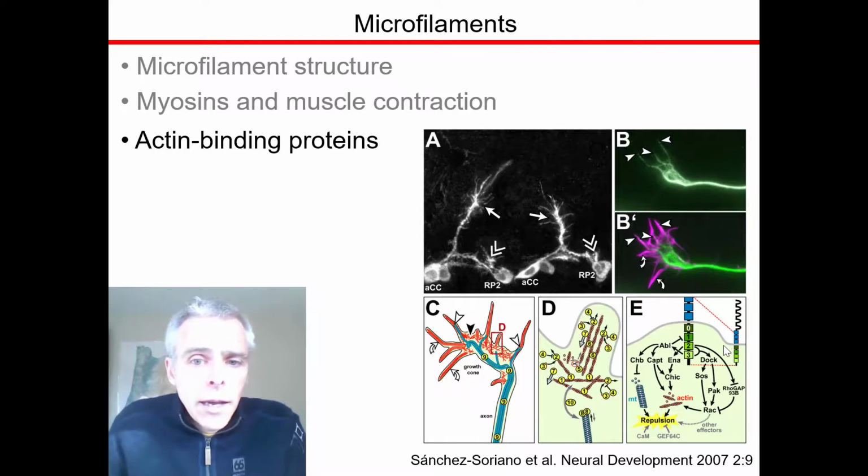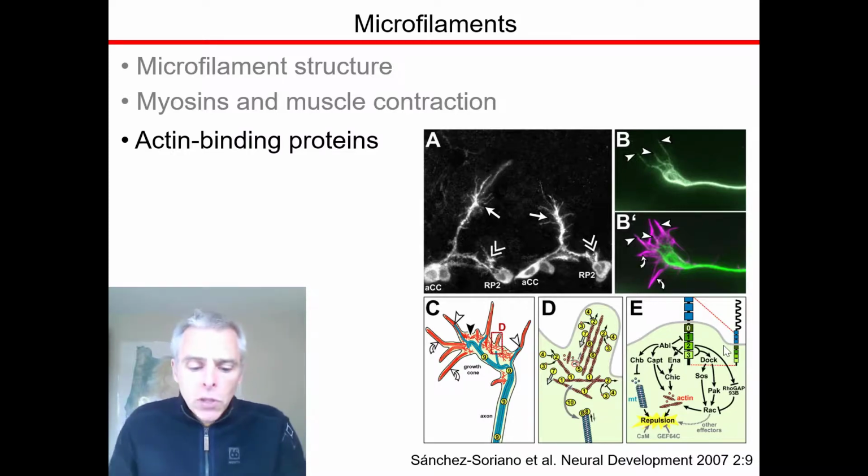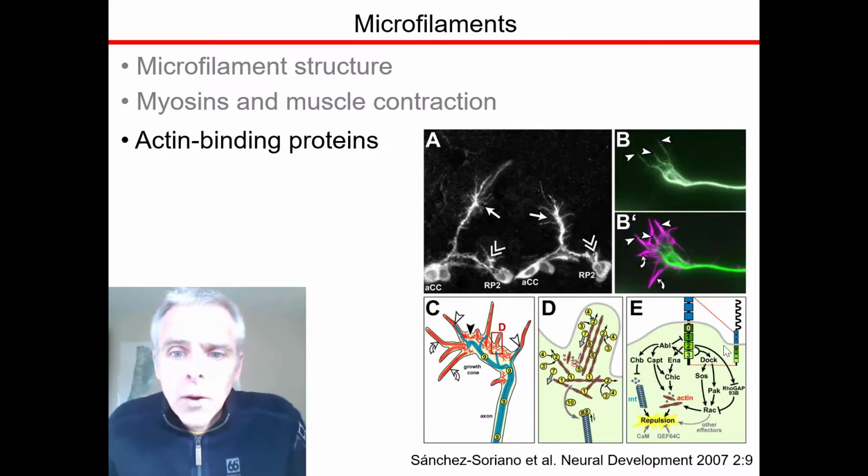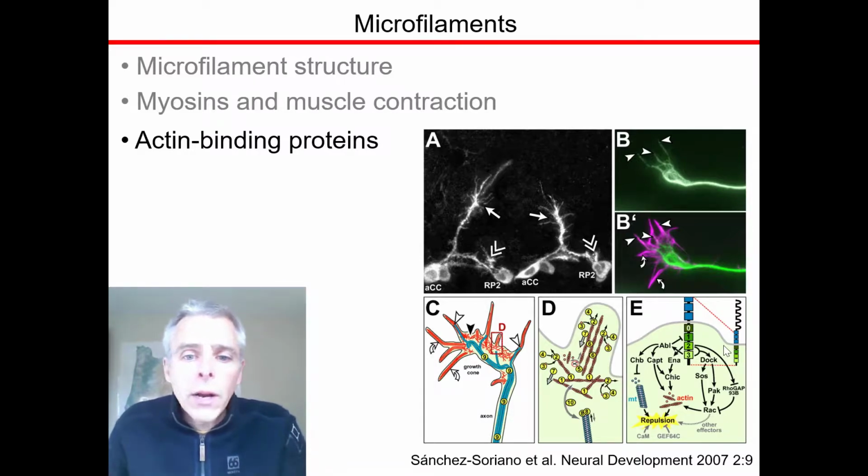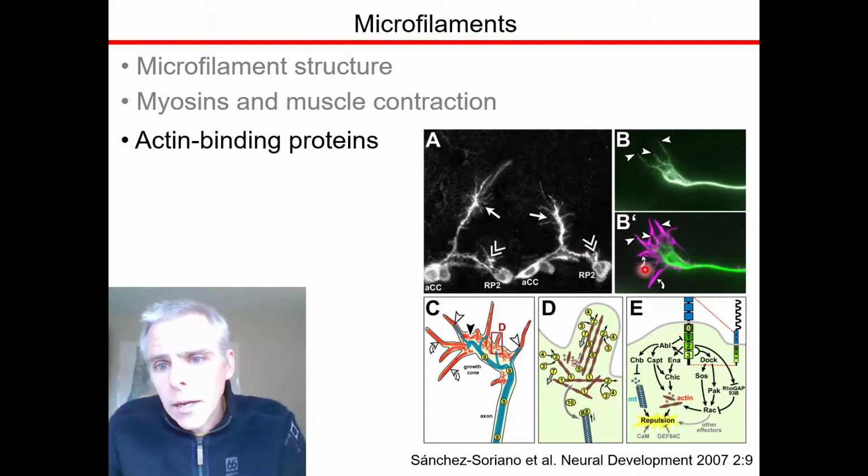Myosin is a protein that binds to actin, but there are a bunch of other actin binding proteins. I'm just going to use this diagram on the right of a neural growth cone to talk about just a subset of actin binding proteins. So what you're looking at here on the right is a growth cone in a Drosophila neuron.